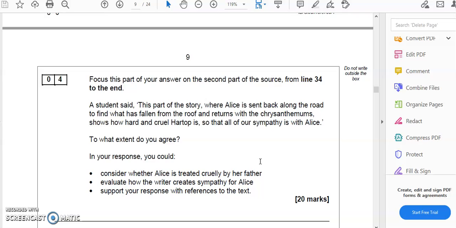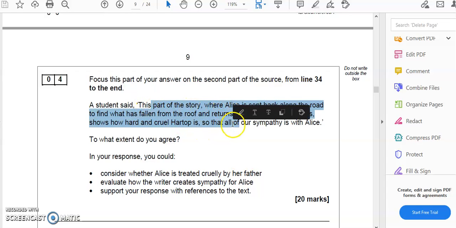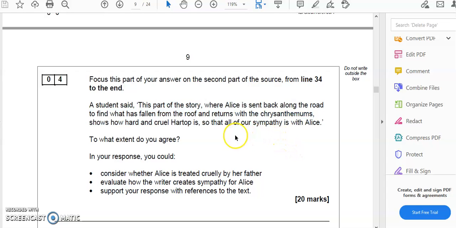And what it asks you to do is to make some evaluative statements. So it will be phrased like this. A student has said, this part of the story where Alice is sent back along the road to find out what's fallen from the roof and returns with the chrysanthemums shows how hard and cruel Hartop is, and so that all our sympathy is with Alice. So they'll give you a statement that you're probably broadly going to agree with, but there will be things that you potentially disagree with. So when it comes to this question, it's probably worth going back through and just skim reading from line 34 to the end, really, as well as the rest of the source.